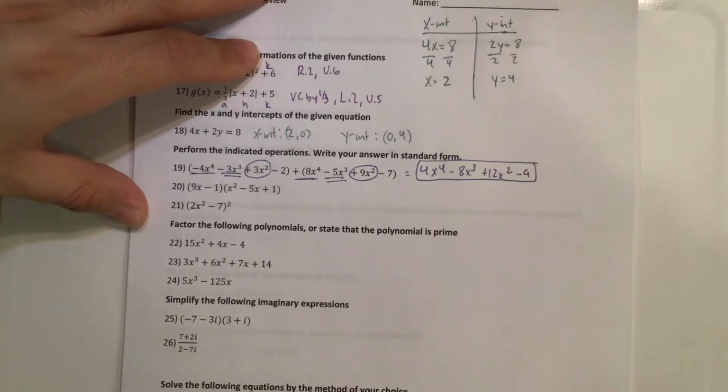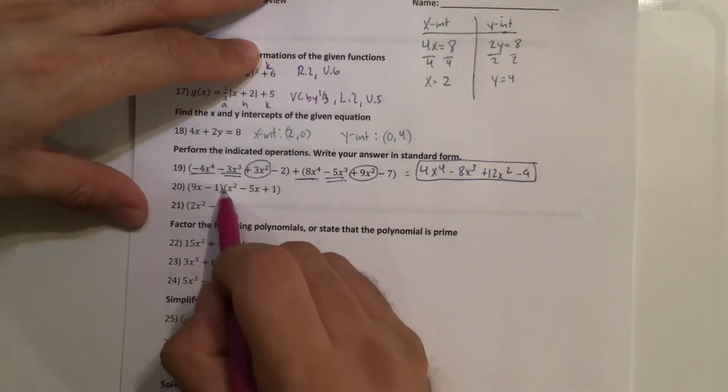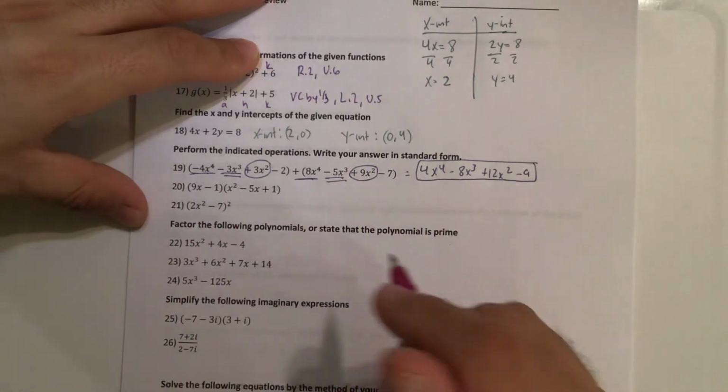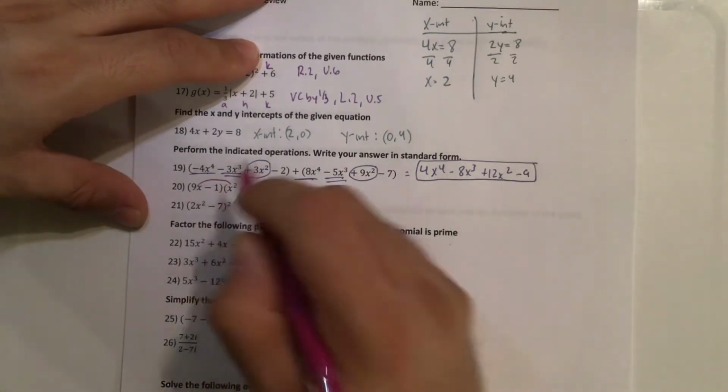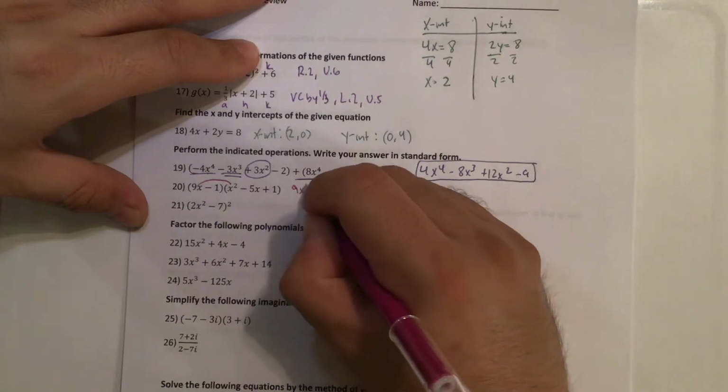All right, on to the next one. For this one, we're going to multiply. So we're going to distribute because there's no plus or minus sign between. So we know we're distributing, multiplying. So 9x times x squared is 9x to the third.